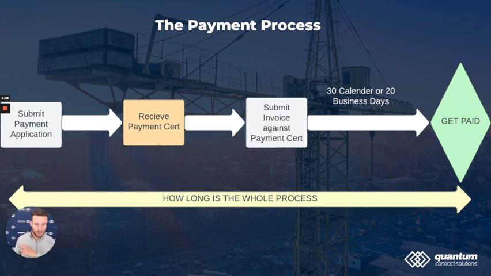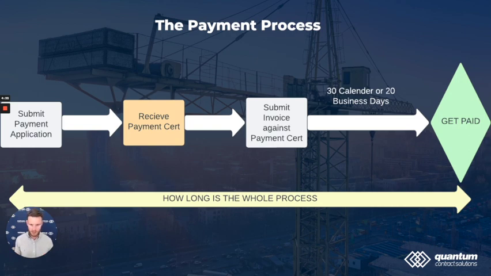We want to make sure that at a minimum our clients get 30 calendar days or 20 business days from that point. However, things can get a little bit tricky in the contract, and that's where we need to look in and read the clause. How many days is in this section between submitting the payment application, receiving the payment certificate, and then submitting the invoice against the payment certificate, right?